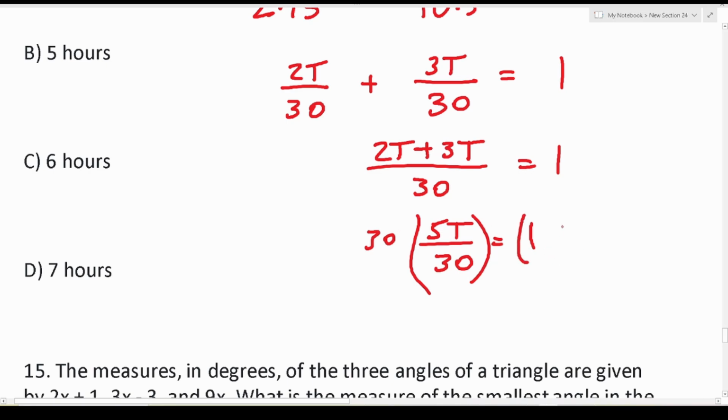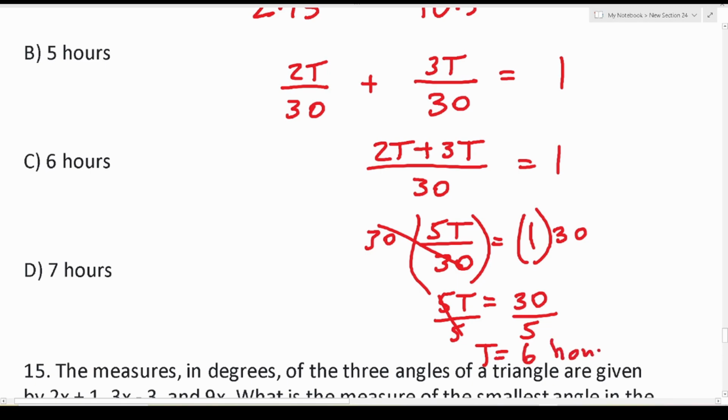Getting a little sloppy here. My pen's starting to act up. This crosses out here, leaving you with 5t equals 1 times 30. Again, anything times 1 is itself, so 30 times 1 is 30. Divide both sides by 5. This crosses out, leaving you with t equals 30 divided by 5, which is 6.